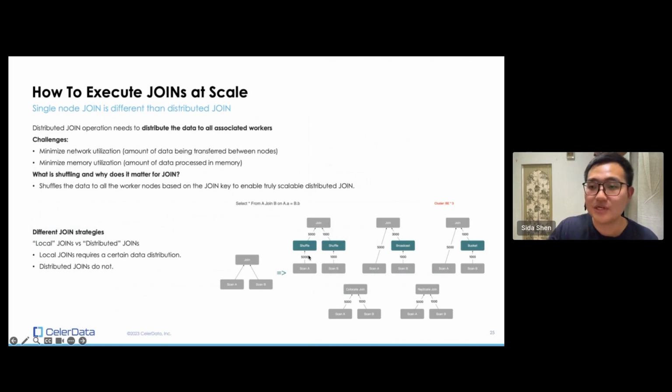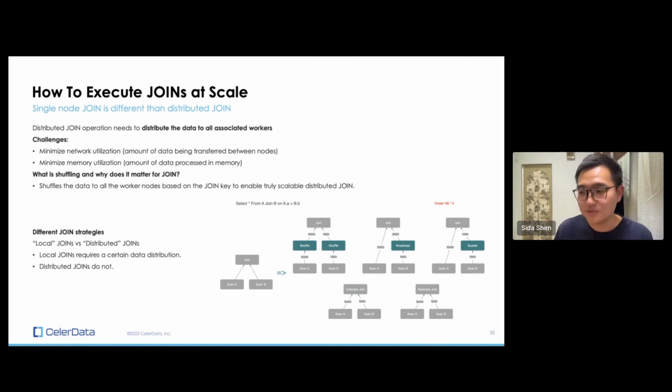I'm going to use some examples like shuffle join, broadcast join, bucket shuffle join, and some others like localized or single node join to demonstrate this, right? And first, let's talk about some different join strategies, right? The first type is, say, local join, kind of made this word up, versus distributed join, right? And local join, you can think of as a single node join, right?